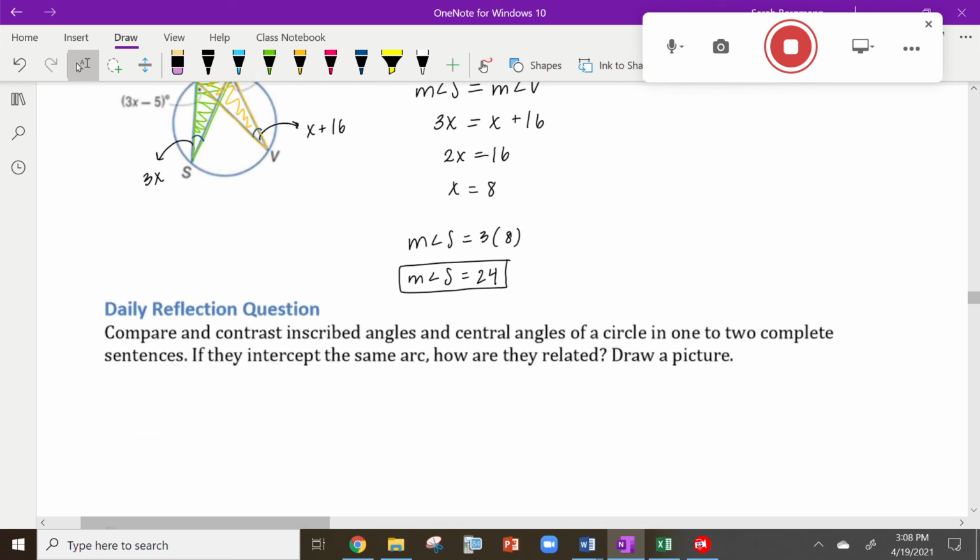Finally, I want you to reflect on this. Compare and contrast inscribed angles and central angles of a circle in 1 to 2 complete sentences. If they intercept the same arc, how are they related? Draw a picture to help you with your explanation.